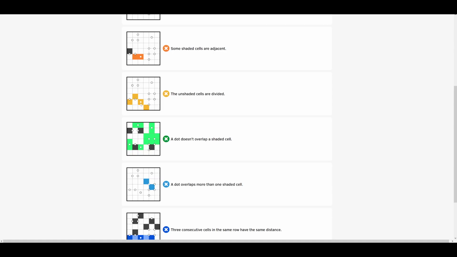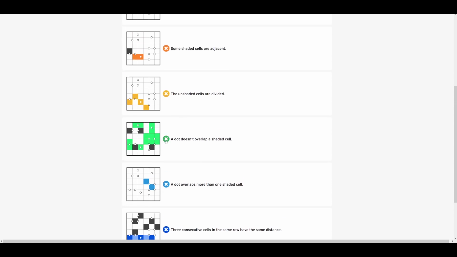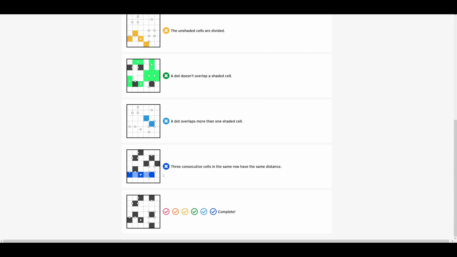I don't know what that means. I don't think we broke that one. A dot doesn't overlap a shaded cell. That we sort of had implicit from the shaded cell one, I think. A dot overlaps more than one shaded cell. Again, I feel like we had that one. 3 consecutive cells in the same row have the same distance. Oh, we actually did intuit that one. That's pretty cool.